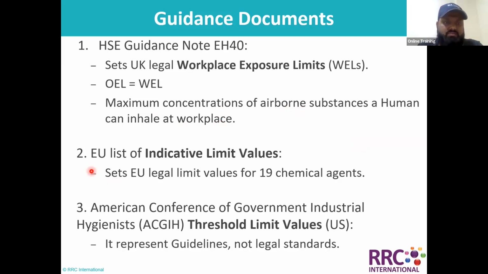Then the second guidance document is the European list of indicative limit values. These are legal limit values for only 19 chemical agents, only 19. How many chemicals do we have on our job sites? Can someone tell me how many chemicals? Mr. Umar, you are, mashallah, the project manager. How many chemicals are you having?